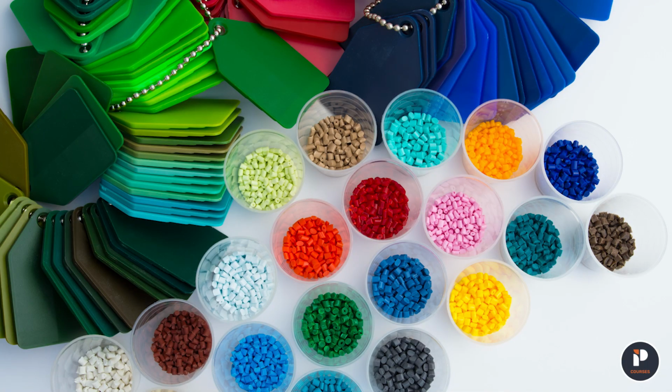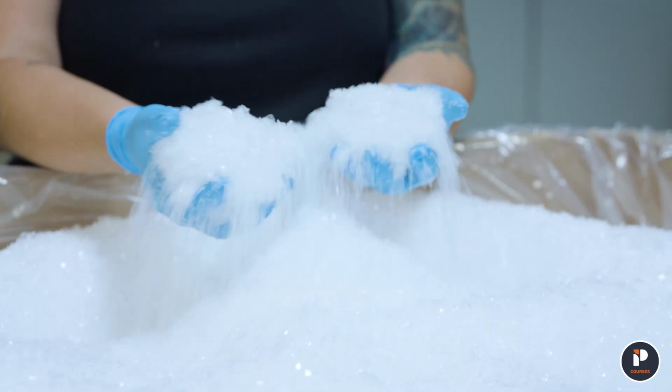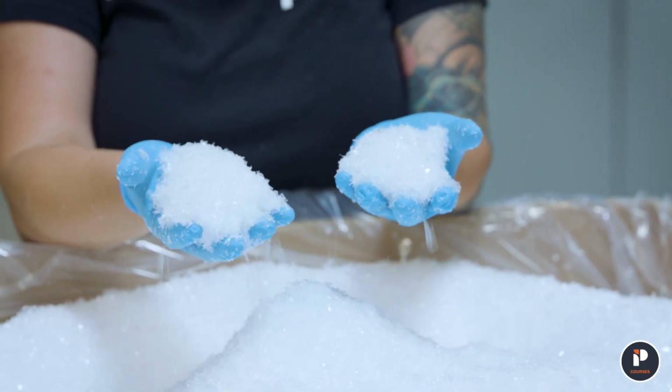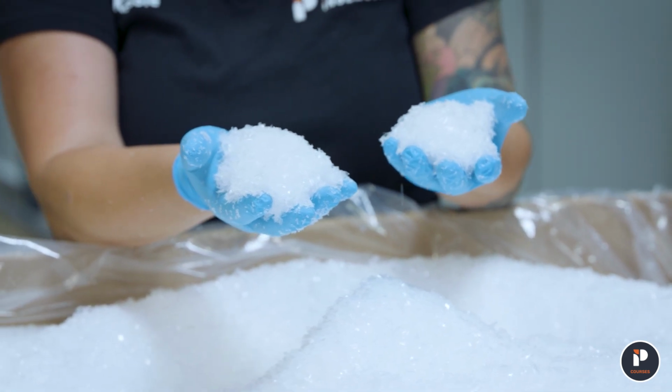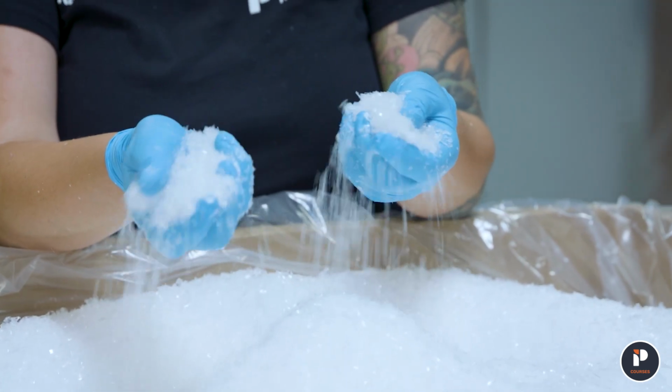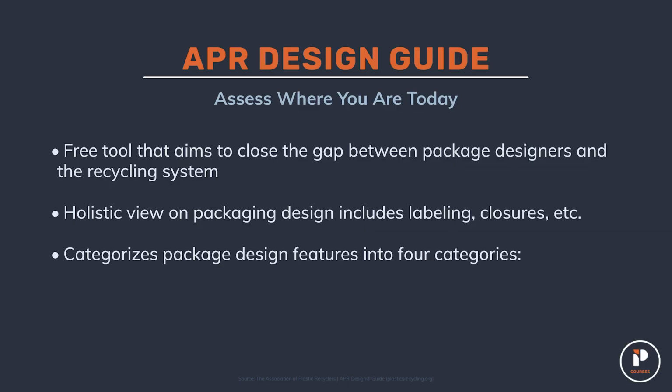The color of plastic packaging is incredibly important for recycling. Not only is it crucial to ensure the colorant used does not hinder sortation, but oftentimes natural or clear plastic is more desired for end markets of recycled content. These are all factors that we can assess, and luckily we have the APR Design Guide to break it down for us. The guide classifies features into 4 categories.